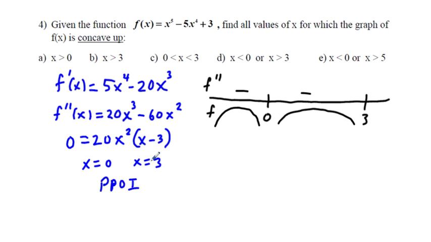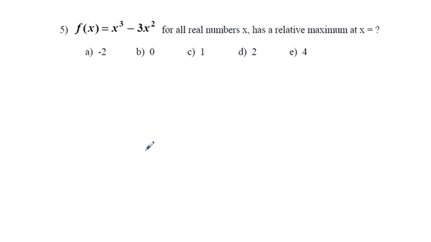And lastly, if we take a number greater than 3, let's say 4, we have positive times a positive, so we are positive for x greater than 3, so that's going to be concave up. So the final values of x for which the graph of f of x is concave up is x greater than 3. Answer choice B. Next problem, f of x equals x cubed minus 3x squared for all real numbers x.